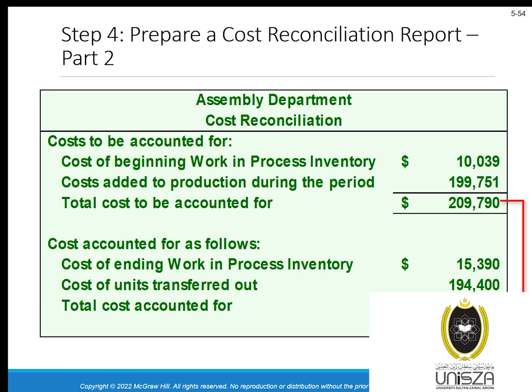And then the total cost accounted for, we show the same amount here, 209,790. So this is what we mean by the cost reconciliation. We reconcile the cost to be accounted for and the cost accounted for during the period. We show the tally, the same amount, for the period.